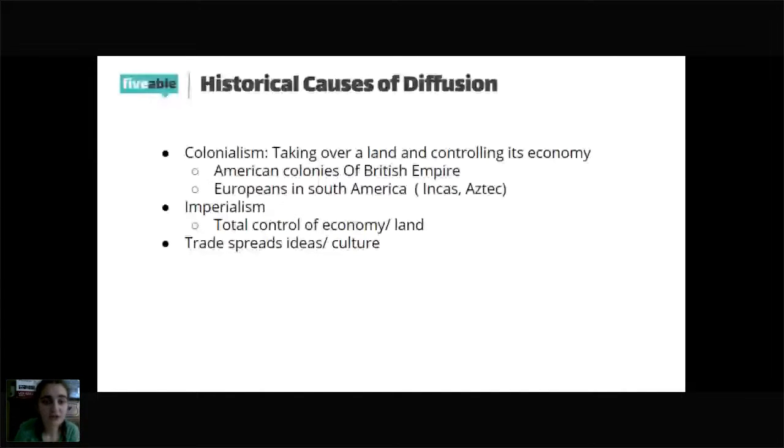So colonialism and imperialism is one of the two main historical causes of diffusion, right? Colonizing: European people coming into a foreign land, taking the land and forcing their culture onto the native people. That's the exact example of diffusion of culture, language and religion, right?